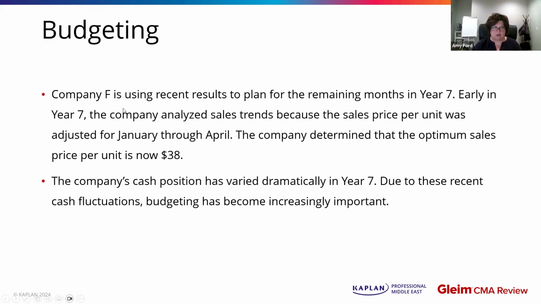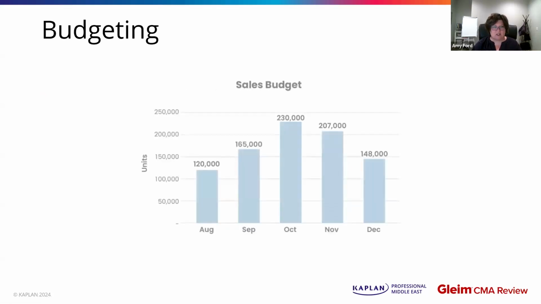So a typical scenario here is that the company is trying to budget for the future. They're analyzing sales trends, okay? Because the sales price per unit was adjusted. And they're looking at sales volume and sales price, okay? And as we look at sales data, we also see the cash position for the company varying dramatically. So what does that mean in terms of how could we visualize this data? So I wanted to start off with, I think, a very basic visualization here, but I want to point out a couple things. So here is our sales data.